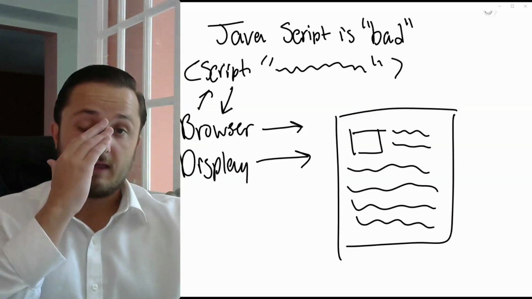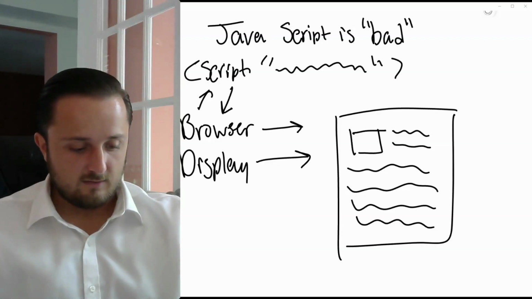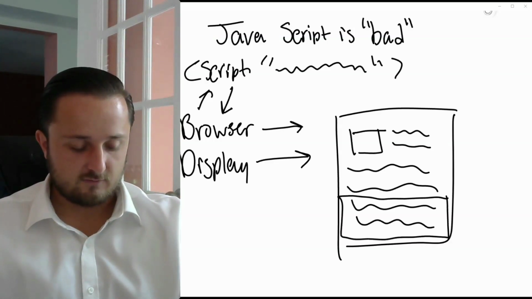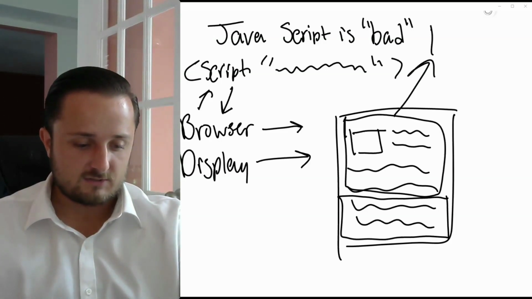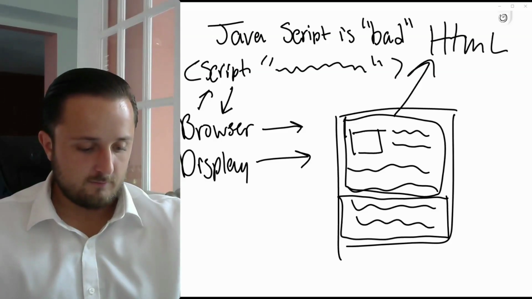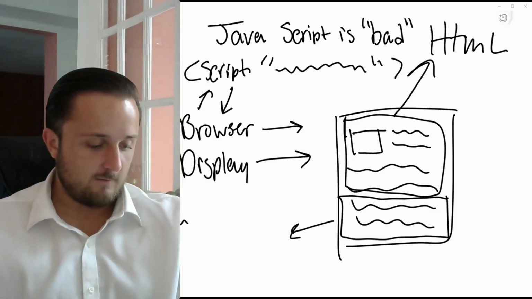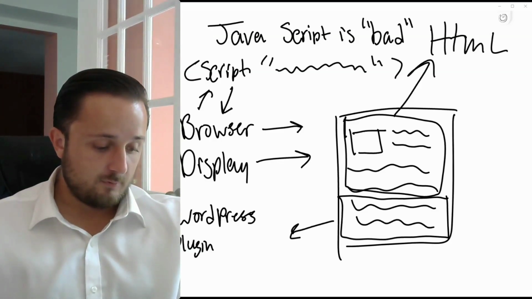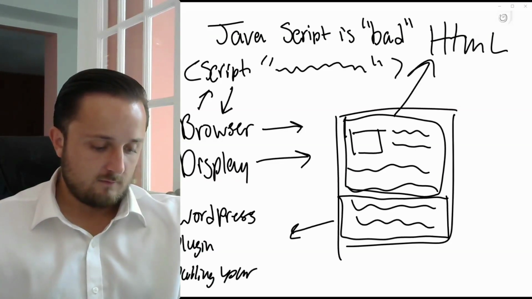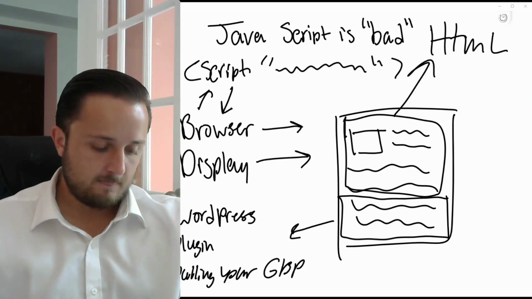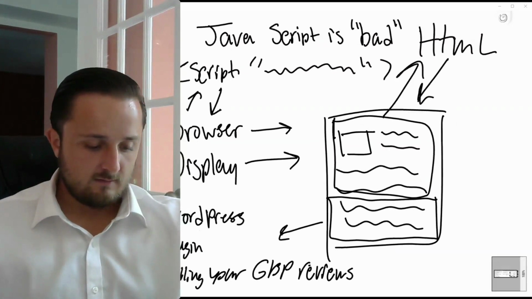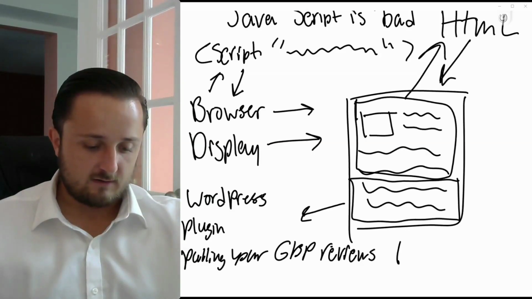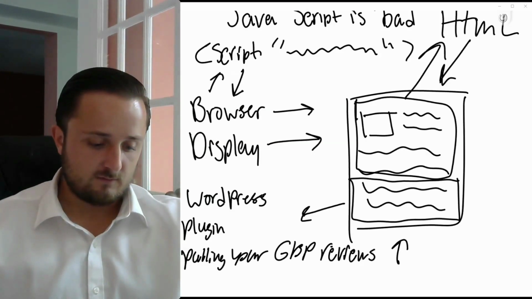Now, it may not display everything. Let's say this certain section right here is JavaScript. All of this portion at the top is HTML. And then as an easy example, this right here is a WordPress plugin that is pulling your Google Business Profile reviews. So this portion is HTML, and this portion of your site right down here is JavaScript.